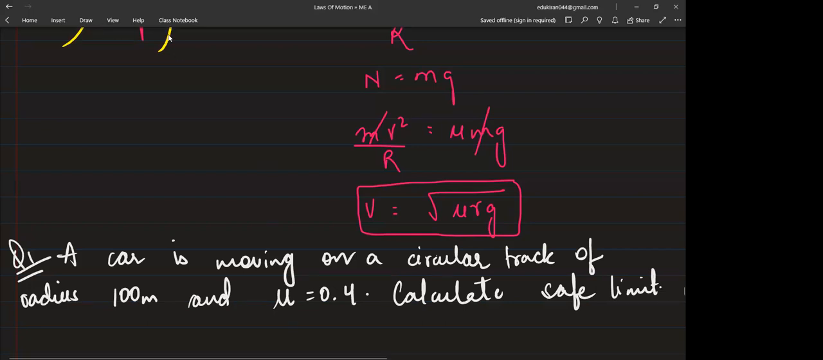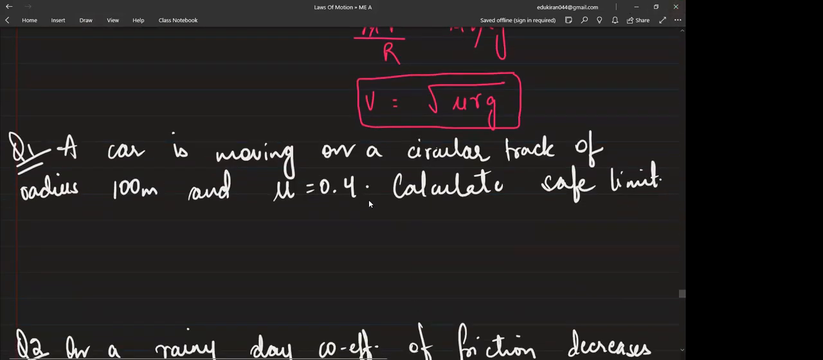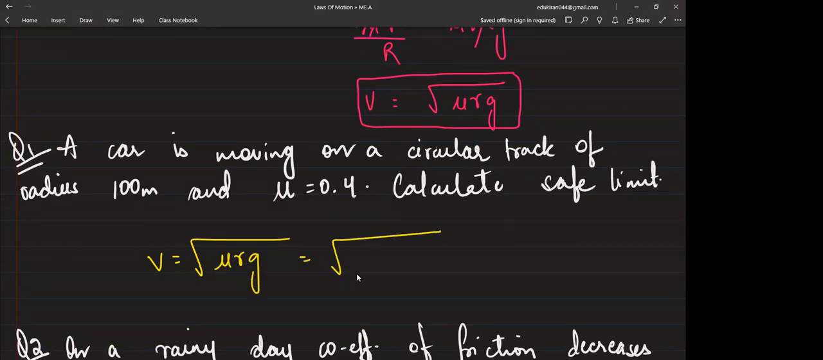Look at this one also, class, this question. It says that a car is moving on a circular track of radius 100 meters and the coefficient of friction is 0.4. You have to calculate the safe limit. So safe limit is equal to under root mu rg. So straight away you will write mu 0.4, r 100, g 10. So this is 400, root 400, which is 20 meter per second. Write it.